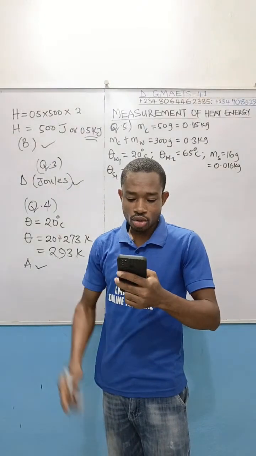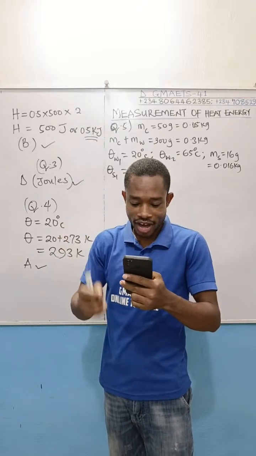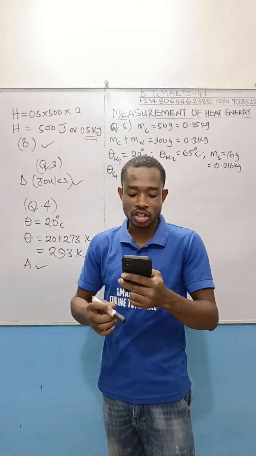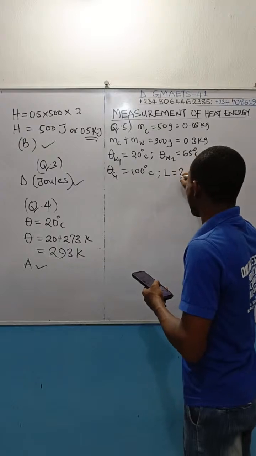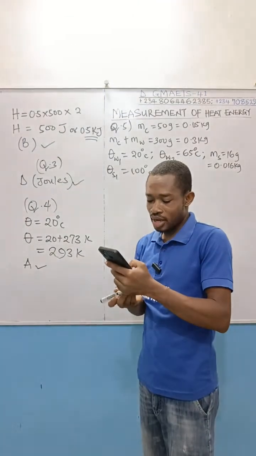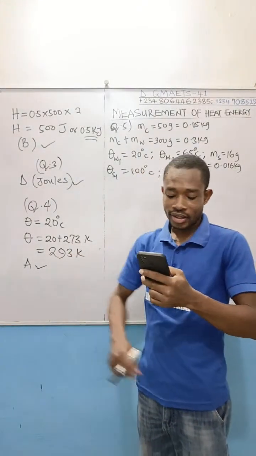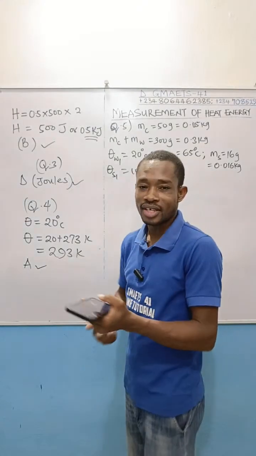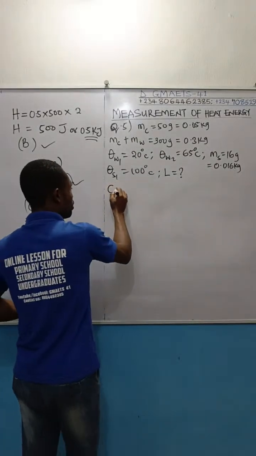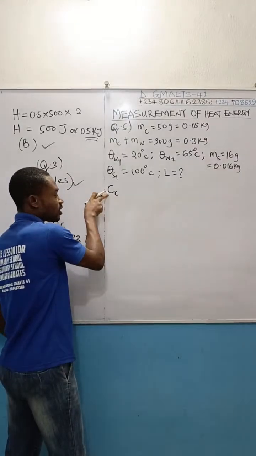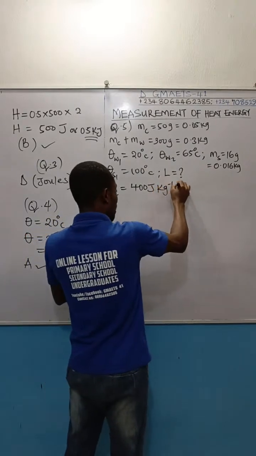Estimate the value of the latent heat of vaporization of steam. We don't know it. Then in brackets, specific heat capacity of calorimeter equals 400 joule per kilogram per Kelvin. Let me use C subscript C for the specific heat capacity of calorimeter, equal to 400 joule per kilogram per Kelvin.